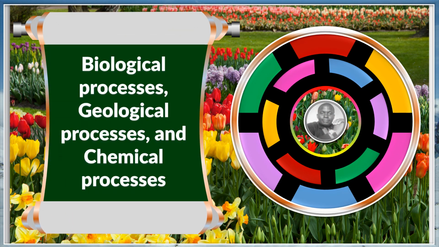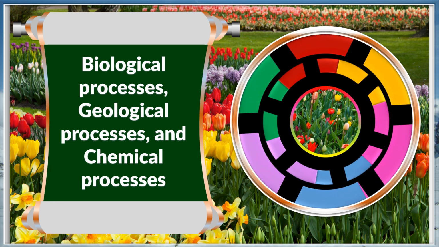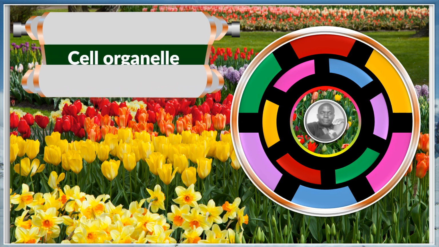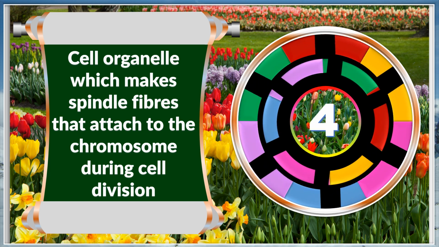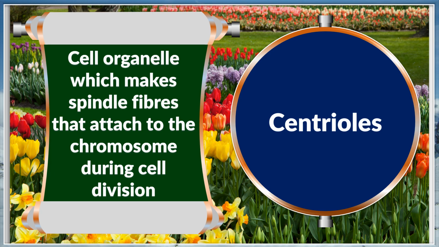Biological processes, geological processes, and chemical processes are biochemical cycles involved in cycling matter. Cell organelle, which makes spindle fibres that attach to the chromosome during cell division. Centrioles.